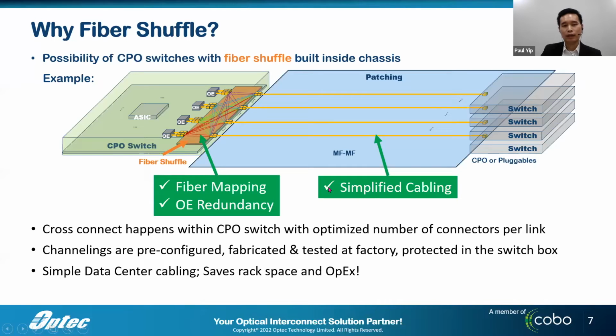All these channelings are pre-built, fabricated and tested at the factory. So you can just plug and play this kind of switch. Of course, we need to test or calibrate the whole network, but it makes life much simpler. It also saves OpEx, because managing the cabling consumes a lot of time as well.